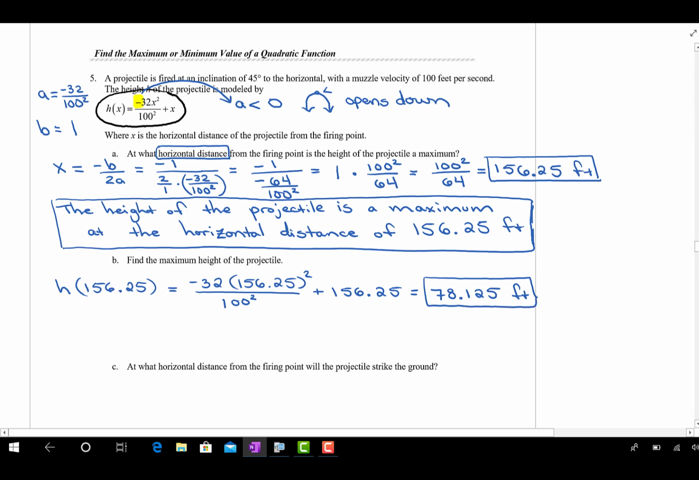The maximum height of the projectile is going to be that 78.125 feet, but let's go ahead and write out a nice sentence as well for this one. The maximum height of the projectile is 78.125 feet.